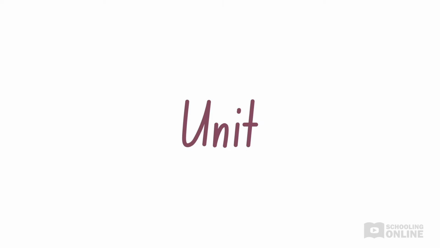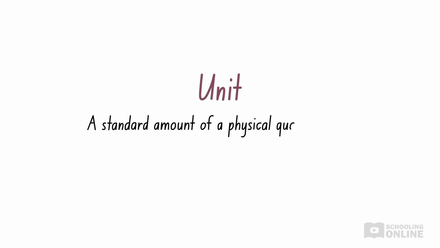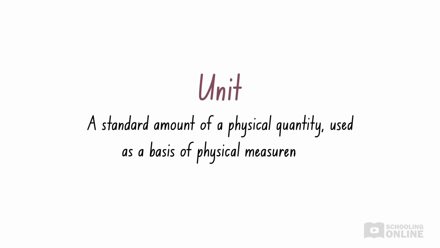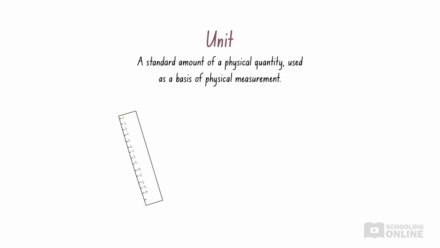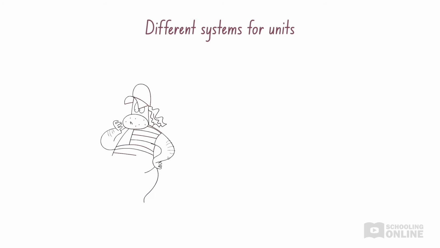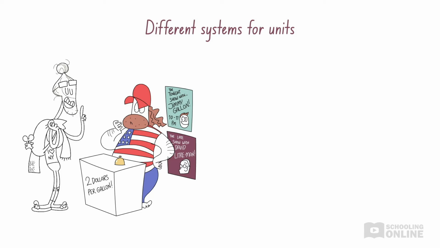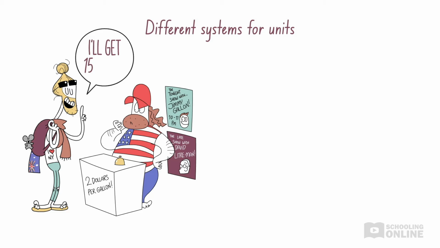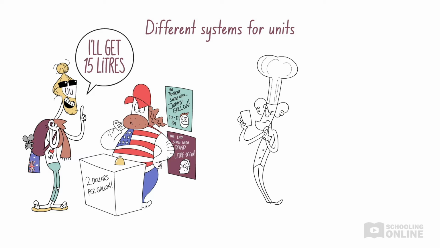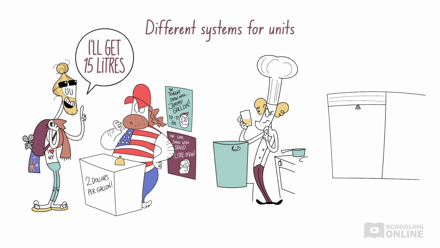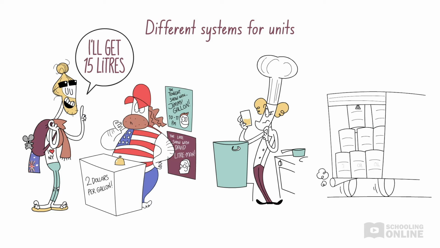To begin, a unit is a standard amount of a physical quantity used as a basis of physical measurement. In other words, we use units to describe measurements for things like length and volume. There are many different systems for units, such as the metric and the imperial systems. For example, the volume of petrol or gas is measured in litres in Australia, but gallons in America. Similarly, a chef would use half a cup of olive oil for a recipe, while an oil company might sell 1,000 barrels of crude oil.